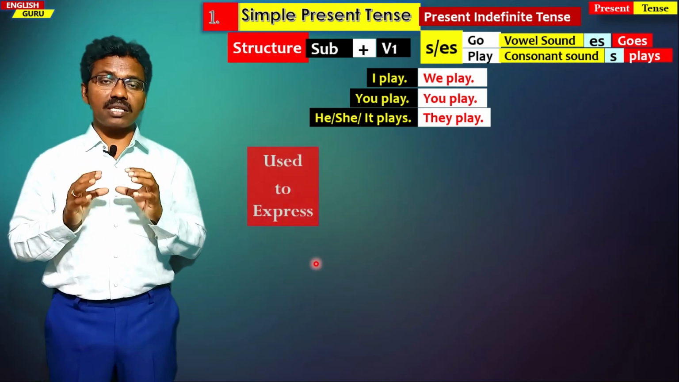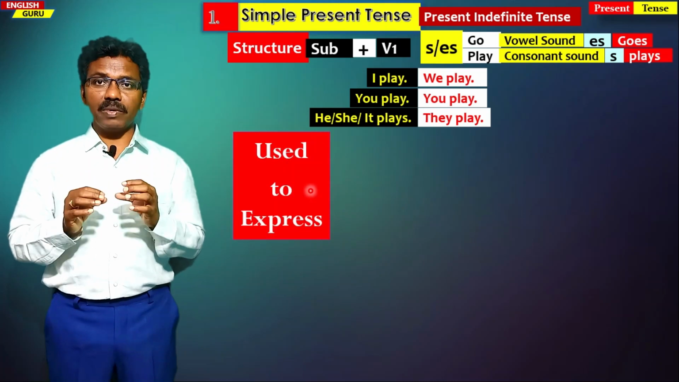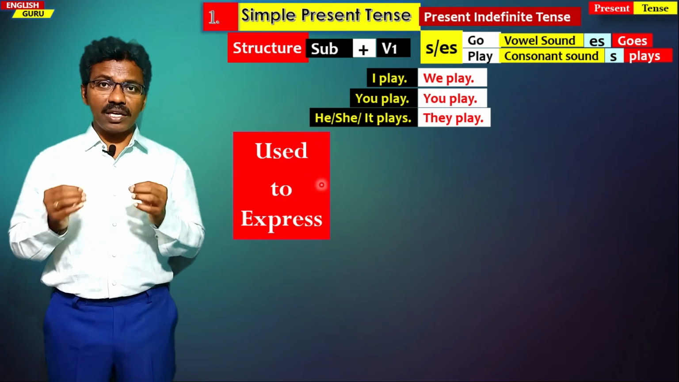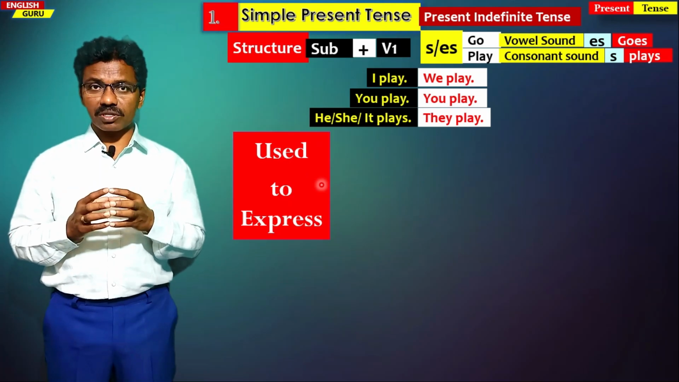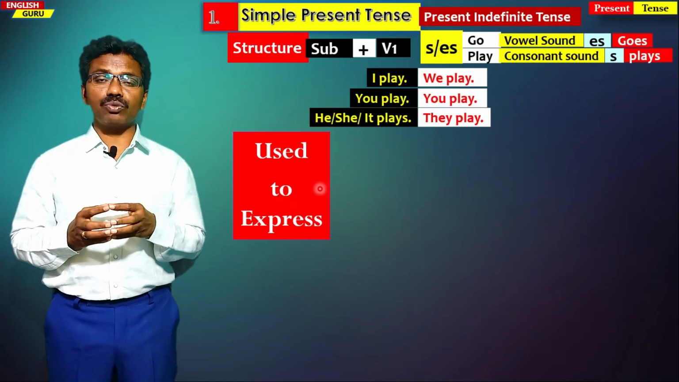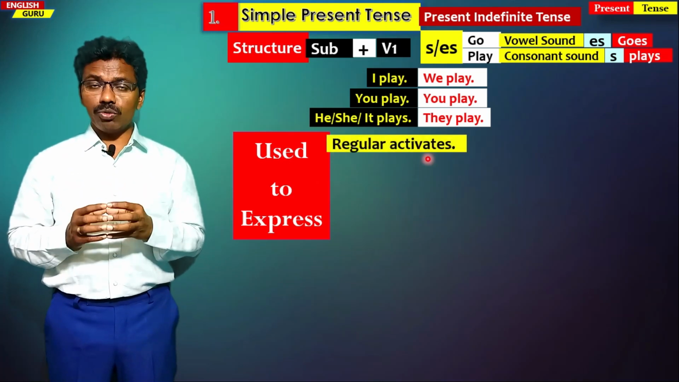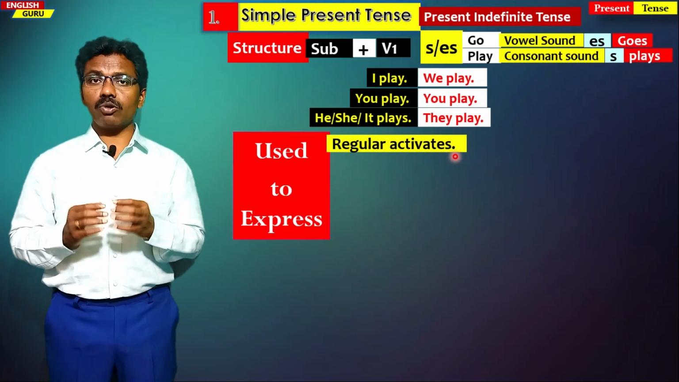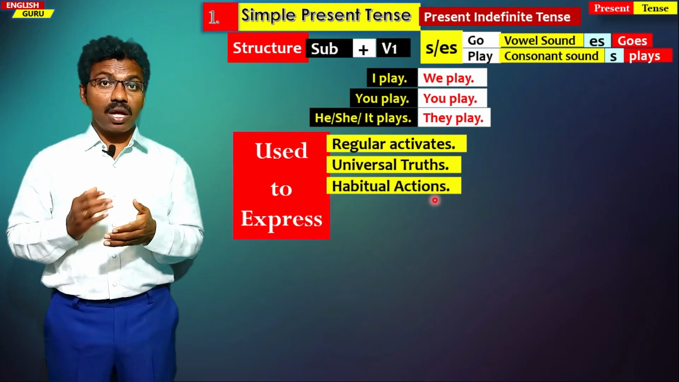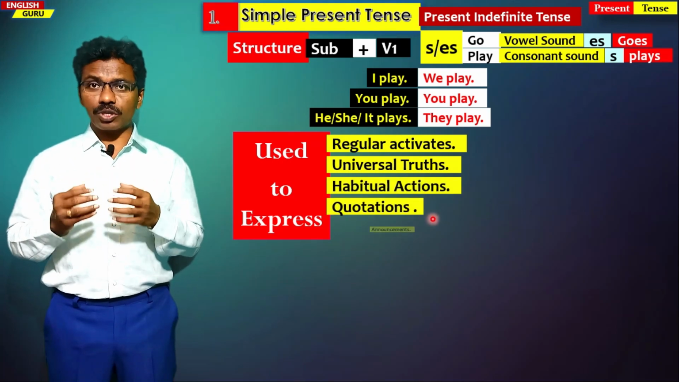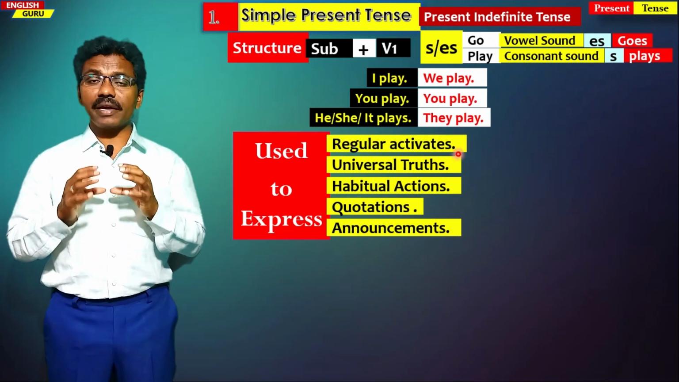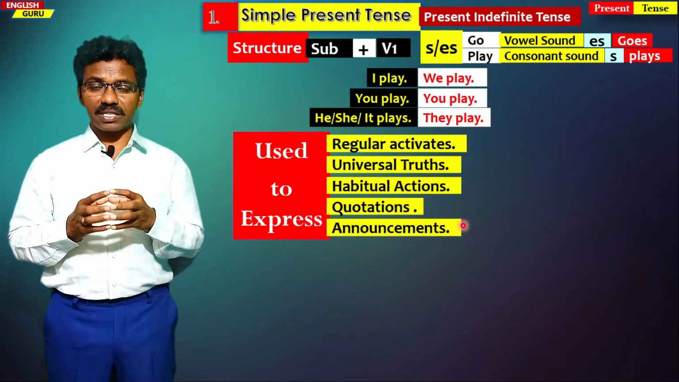Simple present tense is used widely in our day-to-day conversations. There are many more usages. Let's try to take some of them and understand. We use simple present tense to talk about regular activities and universal truths, habitual actions, quotations, announcements. So these are all the basic areas where we use simple present tense.